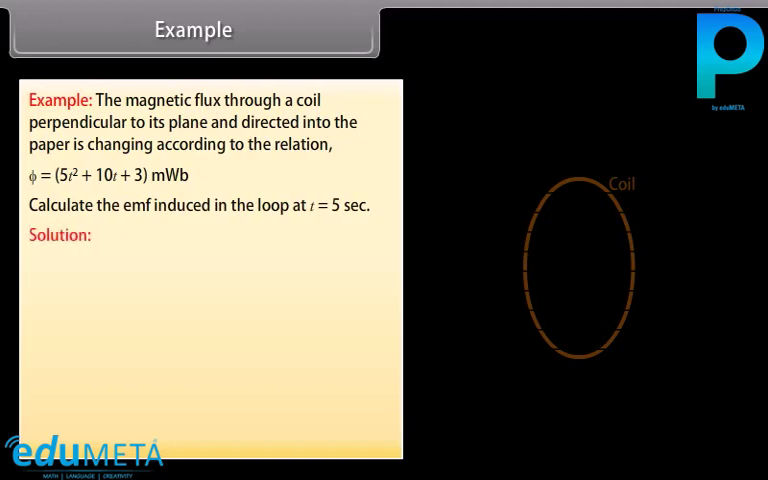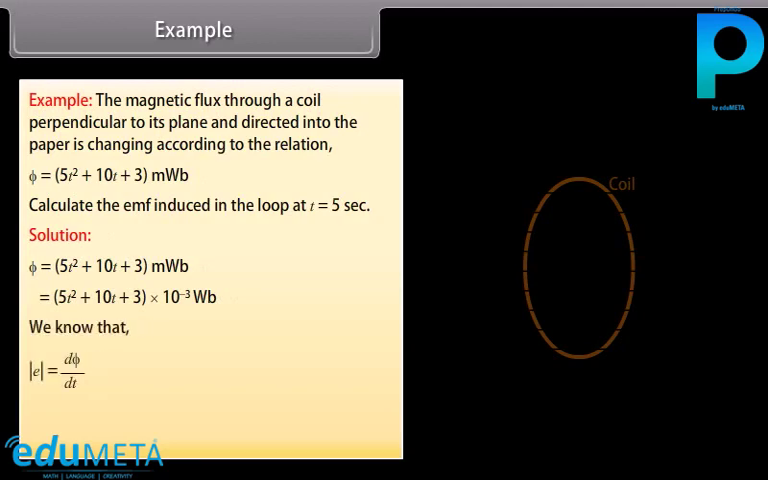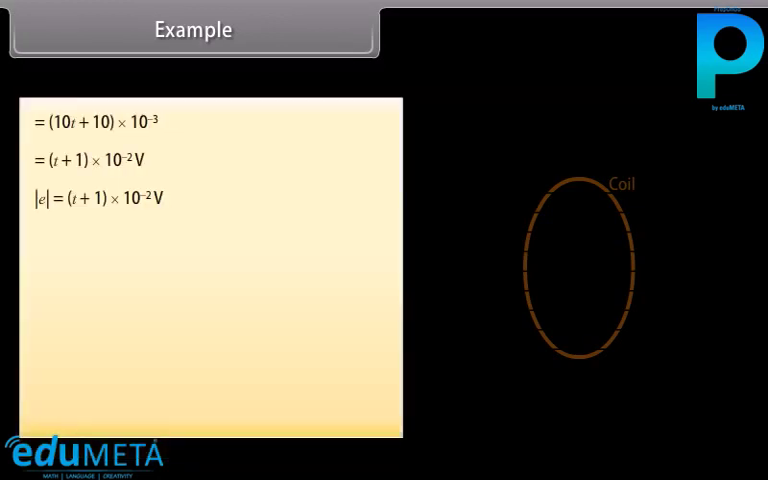Let's see the solution. Given phi is equal to 5t square plus 10t plus 3 milliweber, it can be written as phi is equal to 5t square plus 10t plus 3 multiplied by 10 raised to the power minus 3 weber. We know that E is equal to d phi by dt. By putting the values in this equation we get E is equal to (t plus 1) multiplied by 10 raised to the power minus 2 volt.